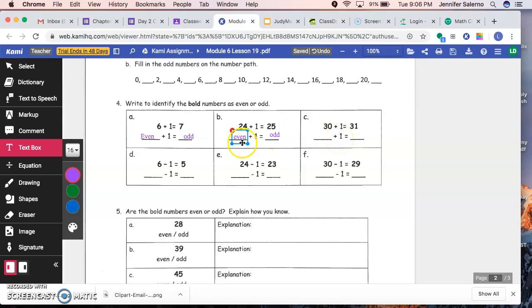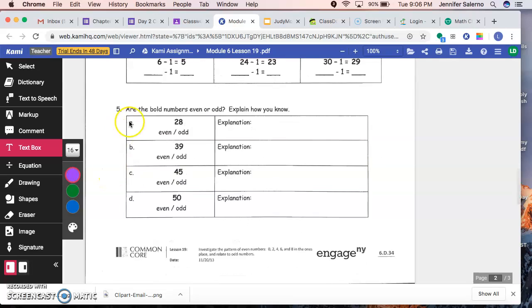But just remember, even has to have a pair. Odd would have something left over. And when you're looking at 2-digit numbers, you're paying attention to the number in the ones place to tell if it's an even or odd number, okay? All right, number 5, they are now showing you a number and they want you to tell if it's even or odd, and then we need to write a little sentence on how we know that. So I'm going to do obviously letter A first with you, okay?